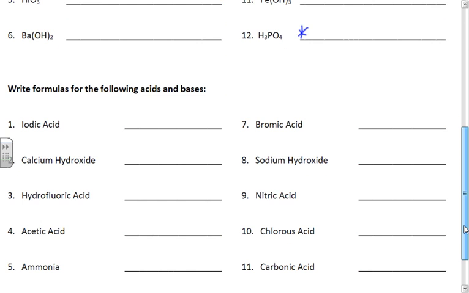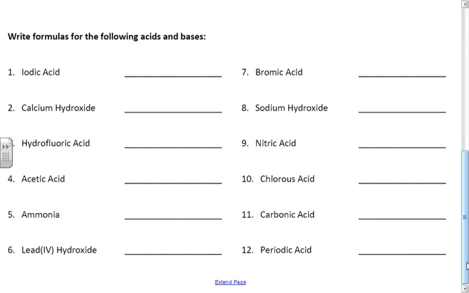Okay. On the bottom part, we're going to do what we were just doing, coming up with the formula from the name. And the exceptions that we're going to have down here are going to be number 5, number 4, and it looks like it's it.